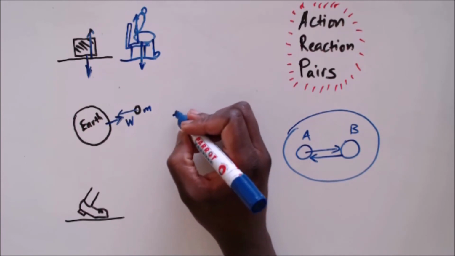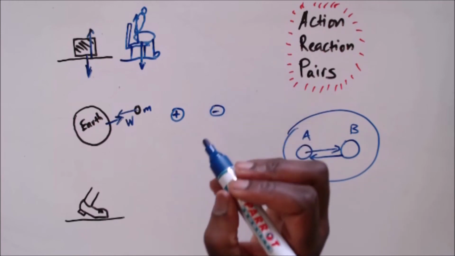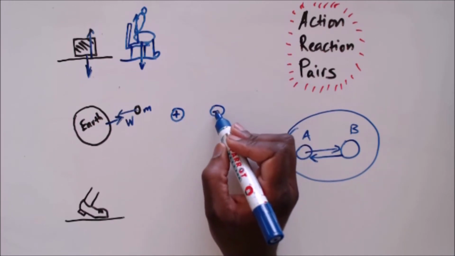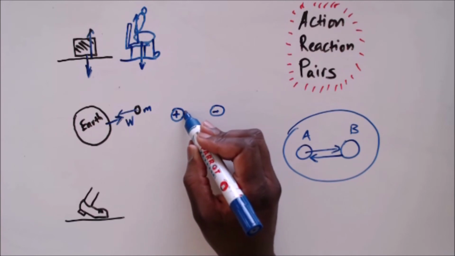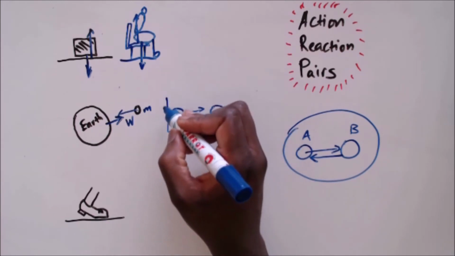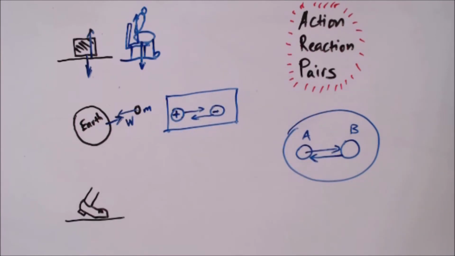Similarly, if you had a positive charge and a negative charge, the positive charge would exert a force on the negative charge, and the negative charge would exert a force on the positive charge, and this would form an action-reaction pair. And again, this is an example of an action-reaction pair for action at a distance forces.